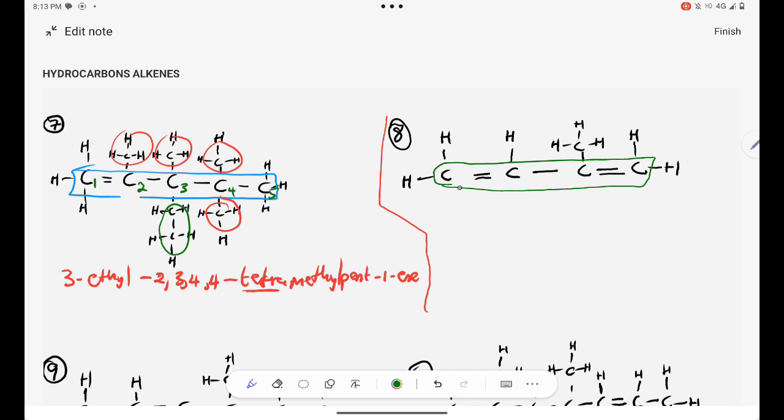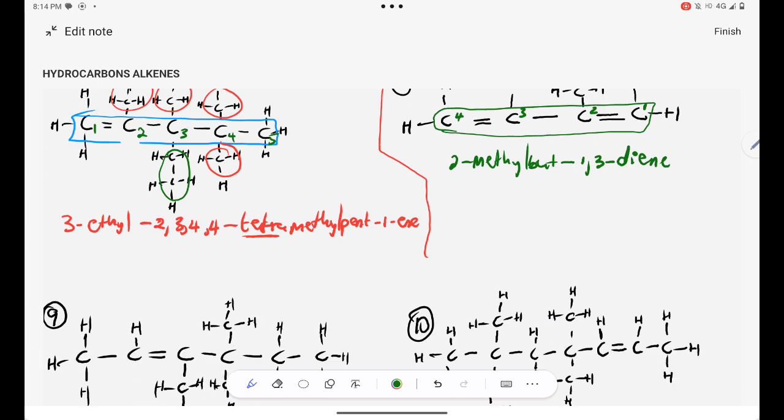Okay, and then for number 8, yes, this is the parent chain. This will be carbon number 1, 2, 3, and 4. I know that at carbon number 2, I have my side chain, and that's the only side chain. So that's 2-methyl. The parent chain has 4 carbons. That's but, and then I'll say 1,3-diene. It's diene.